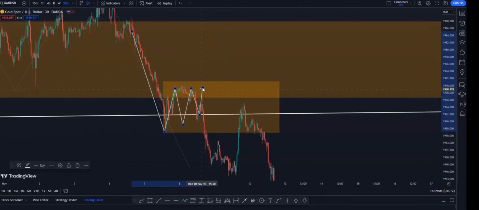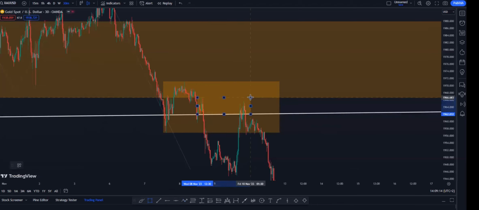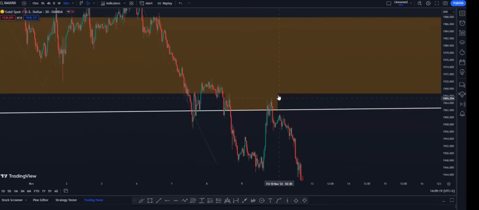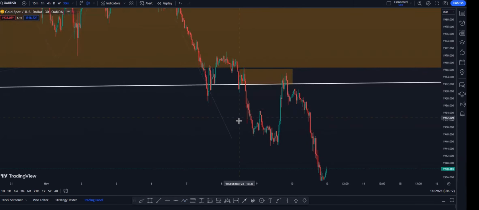But we can also try to do what? You can also look inside this drop-base-drop and look for another area of supply zone, which was here. You can even remove this big one here. So I saw another beautiful supply zone over there. Then I went down also to the 15-minute time frame.